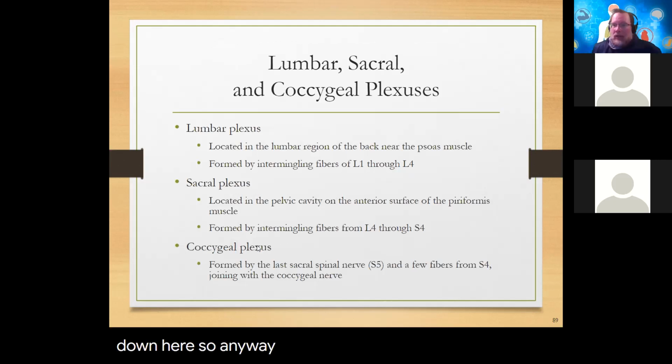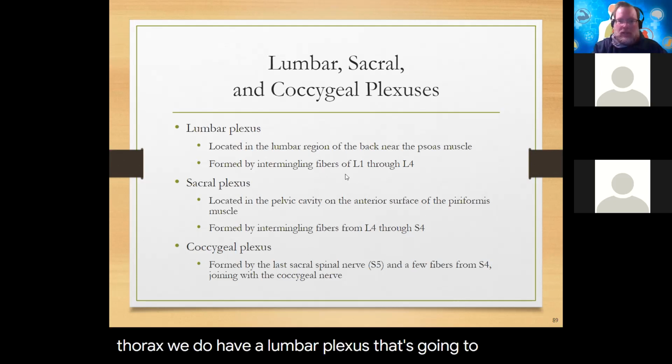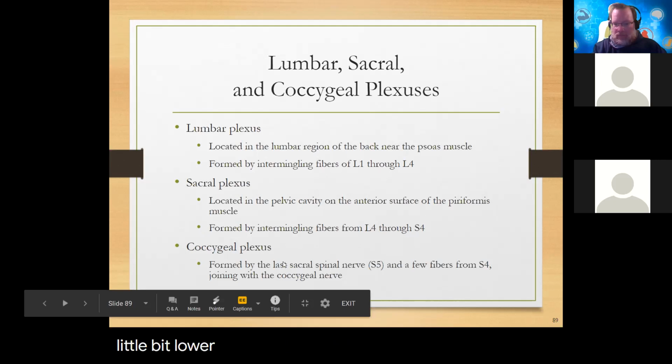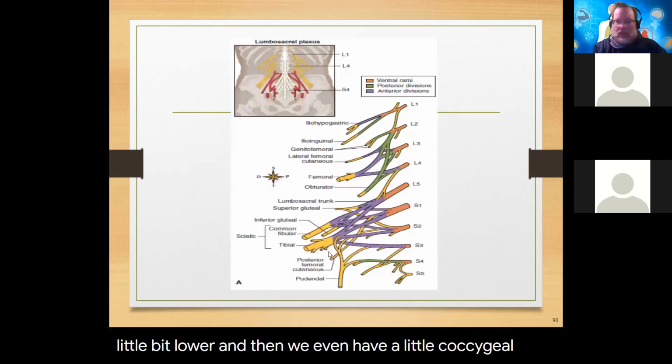So anyway, that's about it for cervical and brachial plexus. We do not have a thoracic plexus. All of the thoracic spinal nerves are just going to feed regions around the thorax. We do have a lumbar plexus that's going to be coming out between L1 and L4, and then a sacral plexus a little bit lower. And then we even have a little coccygeal plexus as well.